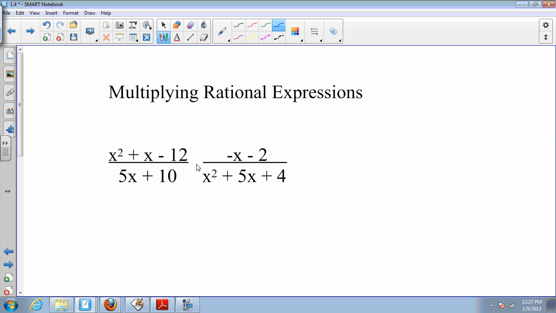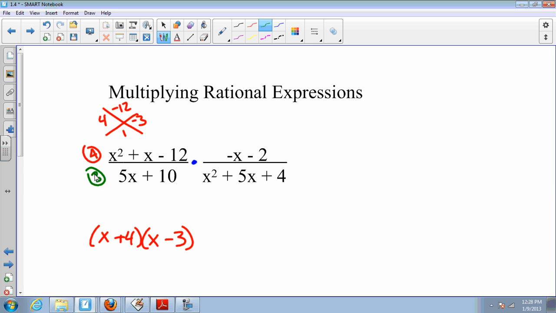When you are multiplying rational expressions, you need to break down each section individually and then rewrite it all in factored form. So section A, top left, x squared plus x minus 12, what multiplies to negative 12 and adds to 1? That would be 4 and negative 3. So A becomes x plus 4 times x minus 3.